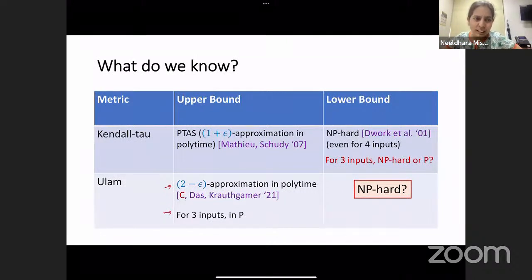So just a quick sanity check. The Kendall tau distance can be quadratic, right? It can be as bad as n squared between two permutations, over the n choose 2 matrix. Right. But on the other hand, for Ulam, it is just order n.